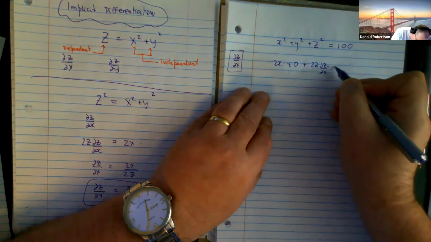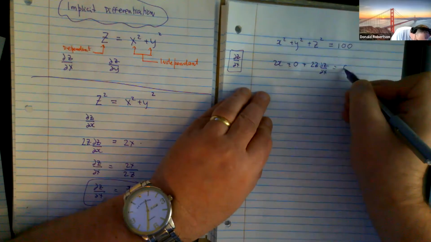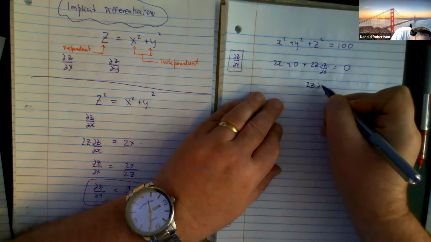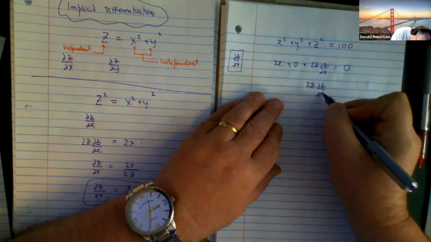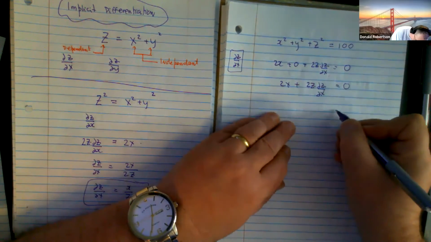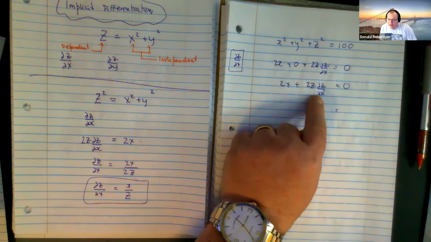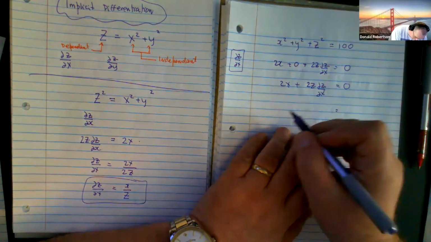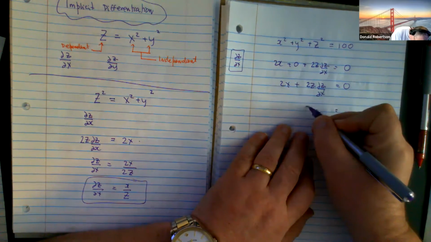Get that, and differentiate this with respect to x. And now you have 2z dz by dx, plus 2x equals 0. And then the next few lines are basically solving for dz by dx. So as long as you do it to both sides, it's okay.